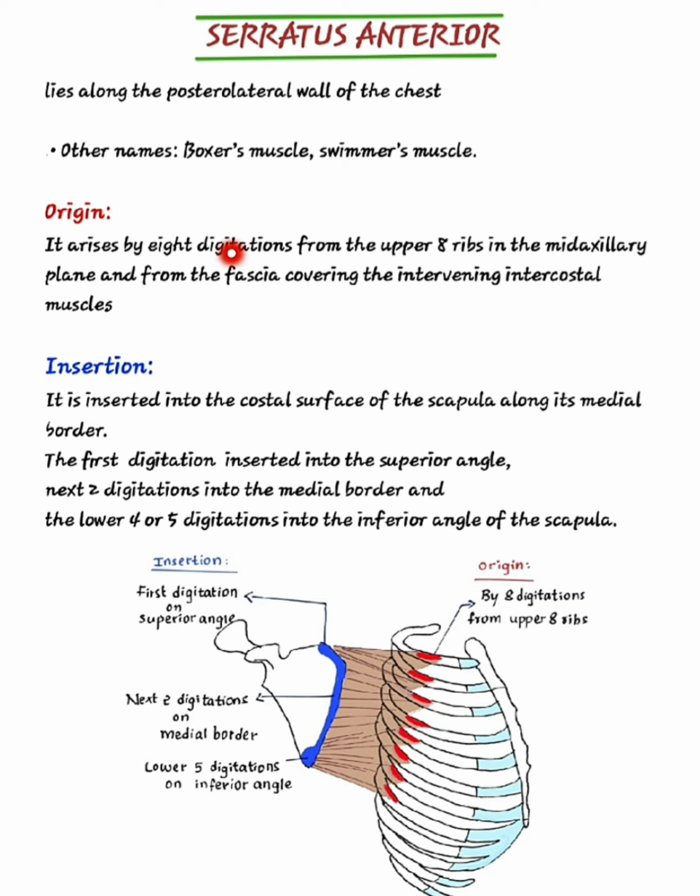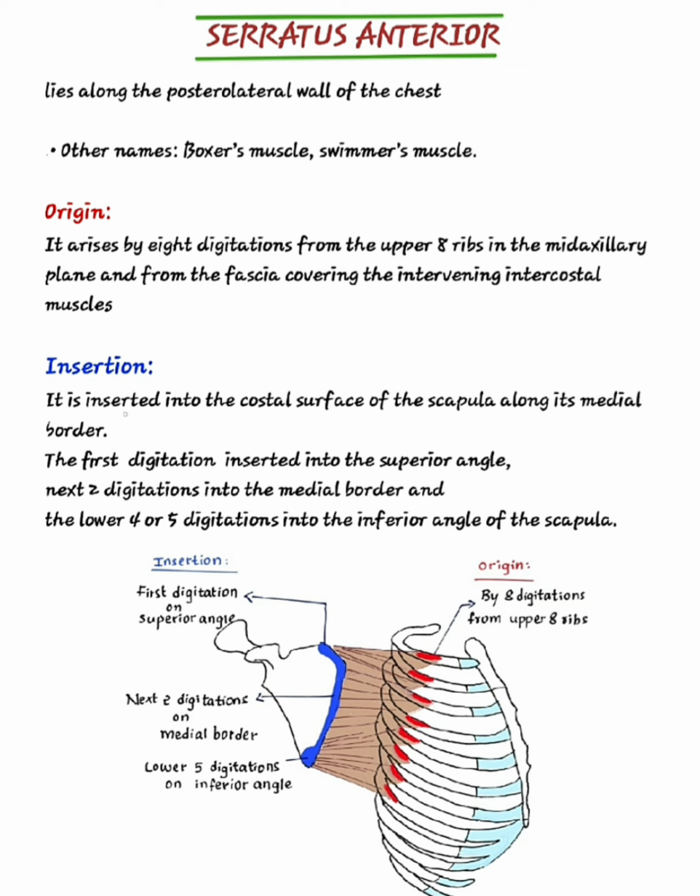Origin: it arises by 8 digitations from the upper 8 ribs in the mid-axillary plane and from the fascia covering the intervening intercostal muscles. First rib, second, third, fourth, fifth, sixth, seventh, eighth. In between the ribs, there are intercostal muscles, and there is fascia covering these intercostal muscles. Serratus anterior arises by 8 digitations from the upper 8 ribs and from the fascia covering the intervening intercostal muscles.